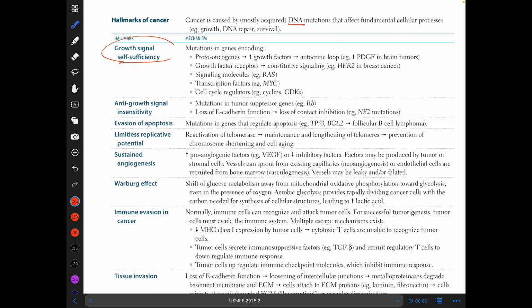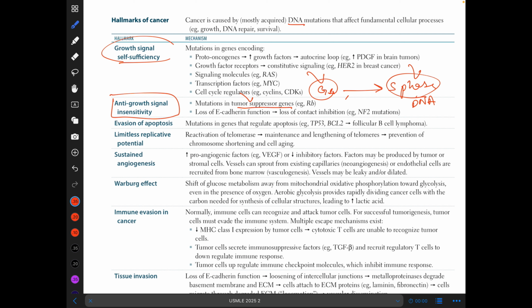The second hallmark is anti-growth signal insensitivity. Anti-growth signal insensitivity is basically mutation in tumor suppressor genes. What is happening between the G1 phase of the cell cycle and the S phase? The S phase is the replication phase for the DNA.